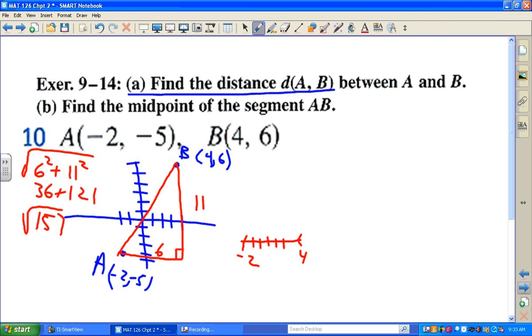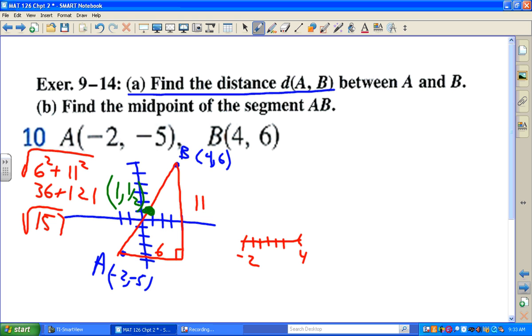The midpoint. That's this point right here in the middle. So you add them together. What's 4 plus negative 2? Divided by 2 is 1. And then you do the same thing. 6 plus negative 5 is 1. Divided by 2 is a half. Oh, my sketch is off by a little bit. That's okay. It's a sketch.